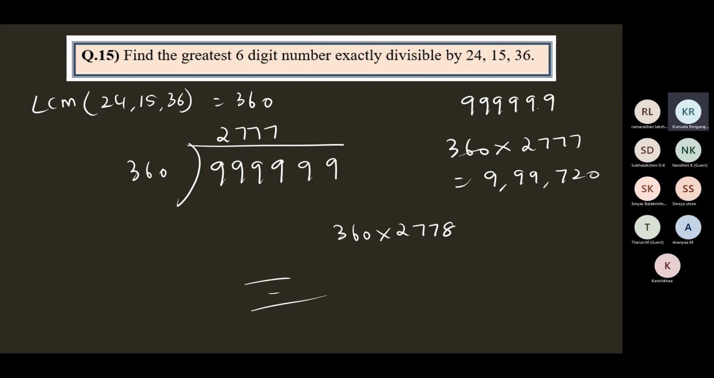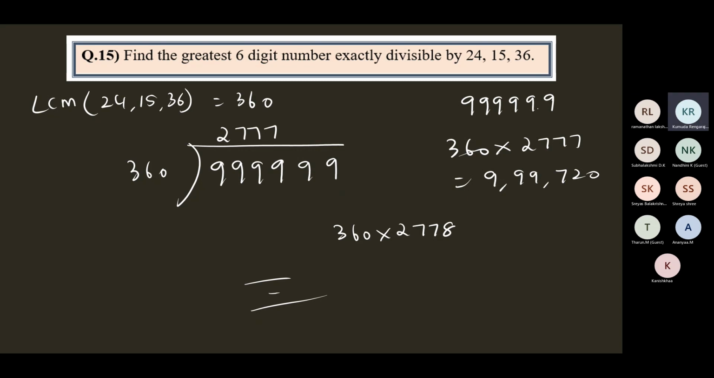And if you're not sure about this answer, if you're like, what if it is 360 into 2778? Check that. That will be a 7-digit number. But we want the greatest 6-digit number. So this is not the greatest 6-digit number. This is the greatest 6-digit number exactly divisible by 24, 15, and 36.